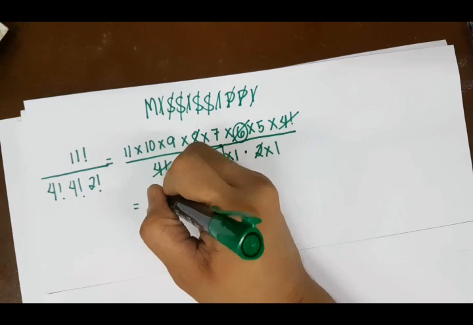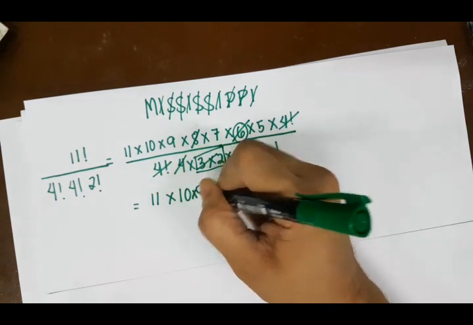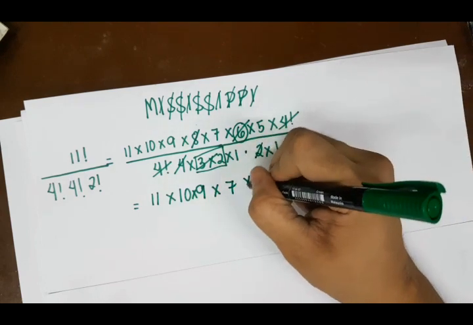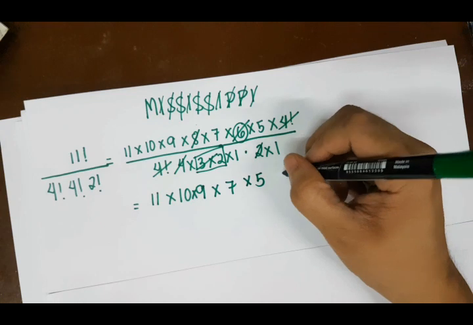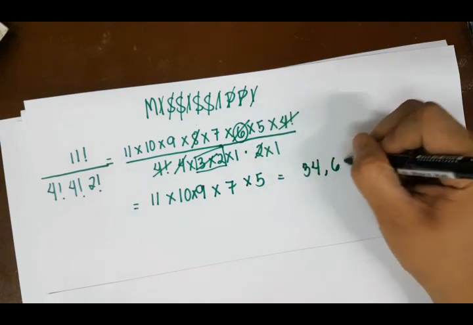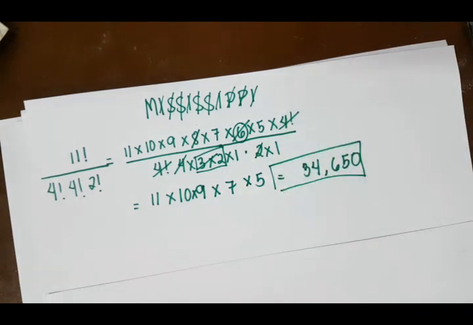So we are left with 11 times 10 times 9 times 7 times 5. So I believe the answer here is 34,650.